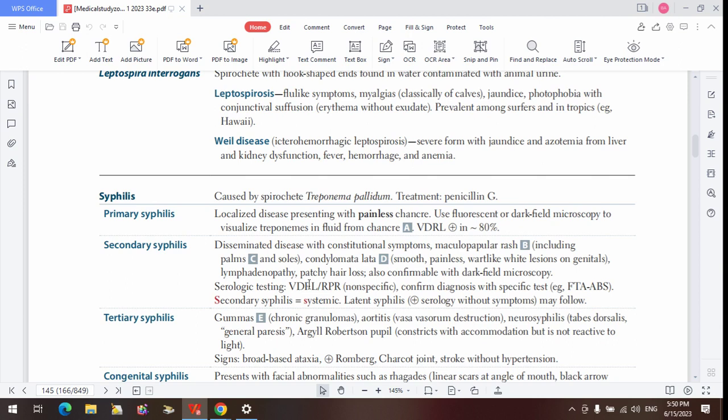But the antibodies to the syphilis are still in the body. So the organism is still there, but it's just latent, it's just calm. If you do your serology, you detect the antibodies to the organism, but you won't see any symptoms. That's the latent form of syphilis.